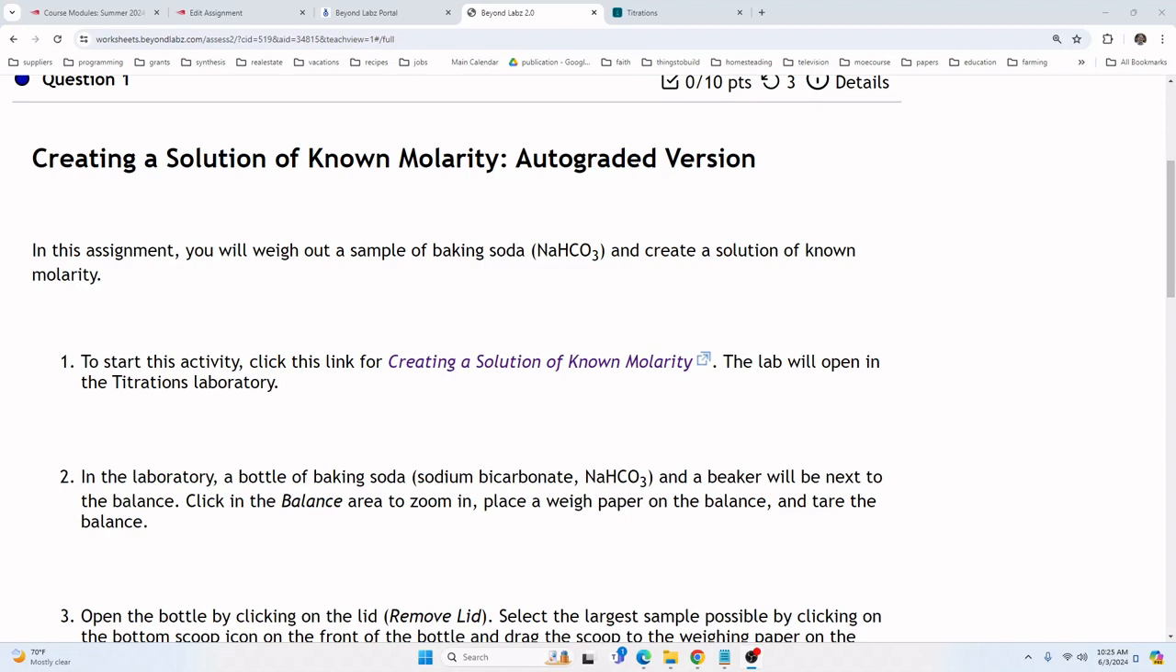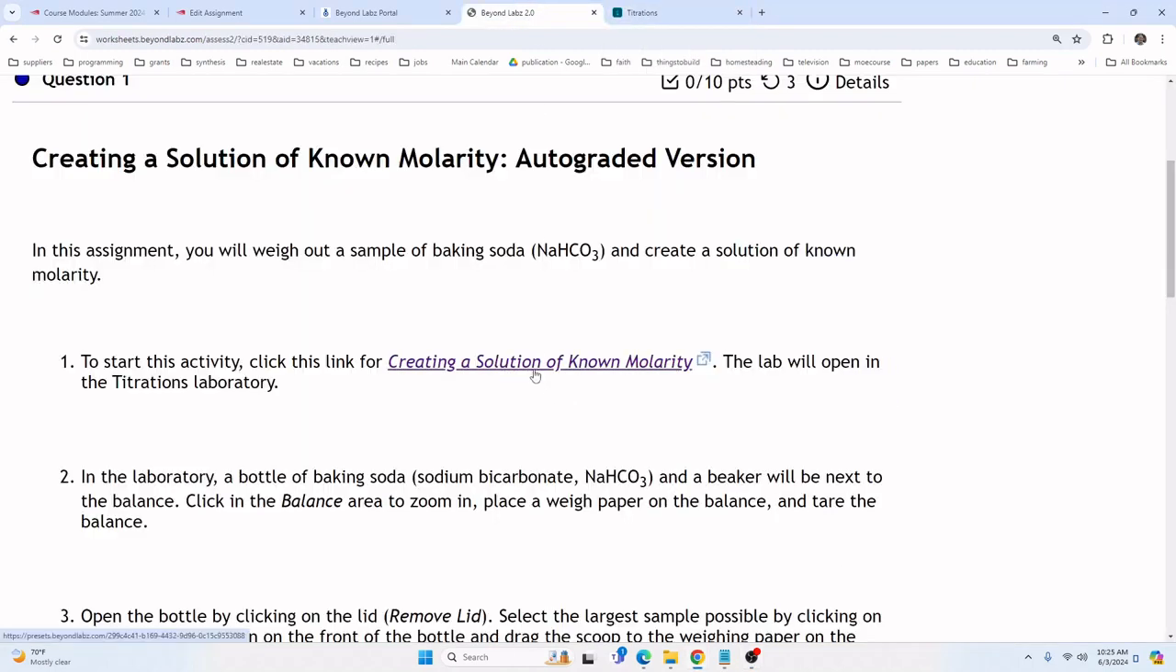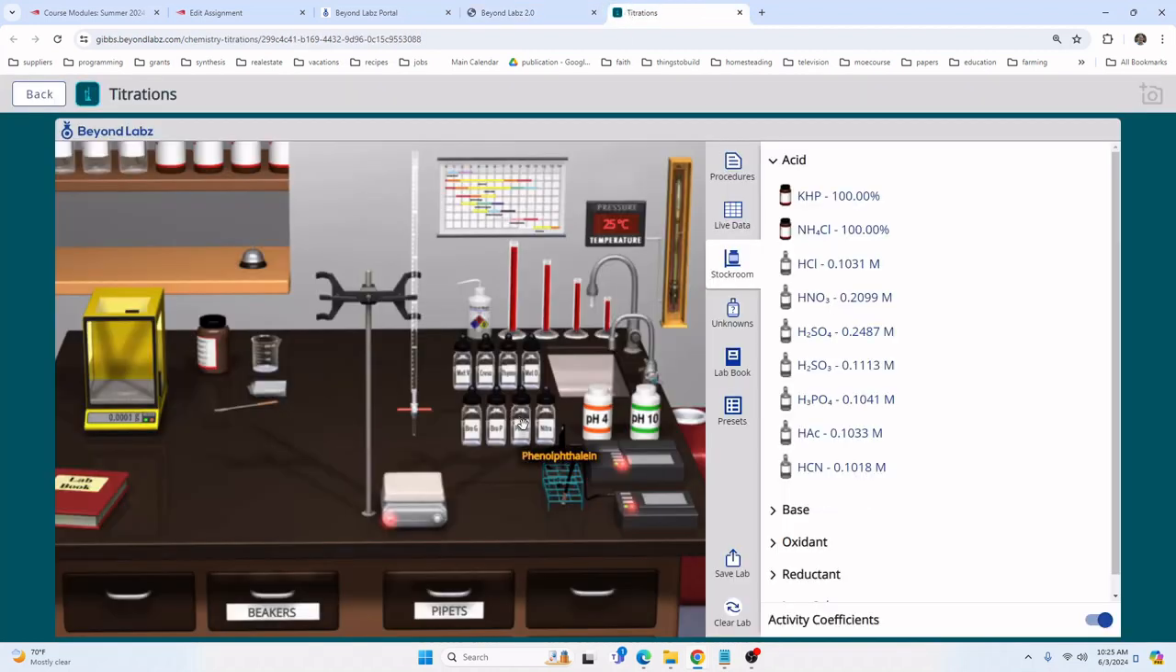In this video, we'll be creating a solution of known molarity. This is very similar to the last lab that we did converting concentration units. So it really is basically the same thing, but we'll go ahead and give it a run through. Let's get started. First, you'll need to click on your creating a solution of known molarity link, which will take you to the correct setup in the lab.